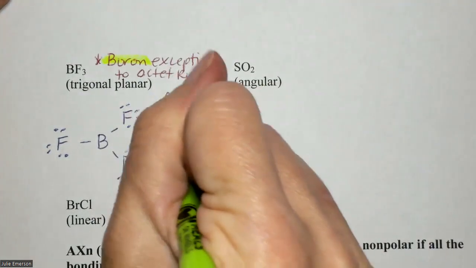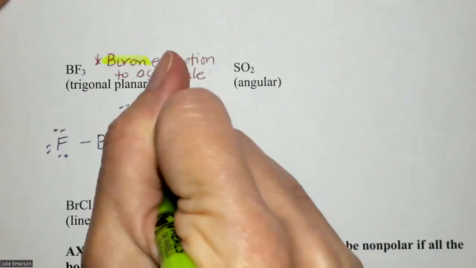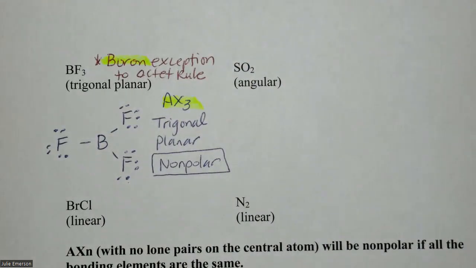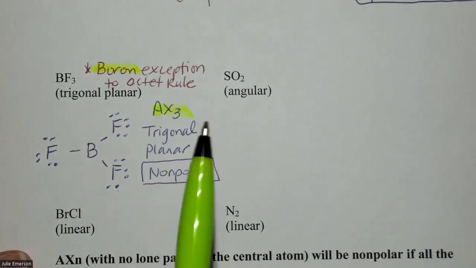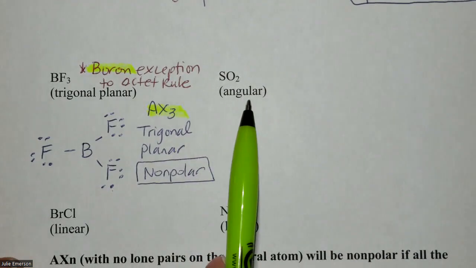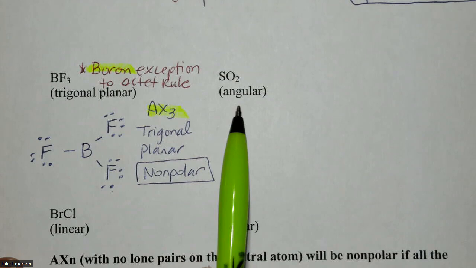So overall, this will be nonpolar, right? If you have an AX, in this case 3, with no lone pairs, and all bonding elements are the same, it will be nonpolar. Now let's see what happens with SO2. It says it's angular or bent, not linear. So why would that be?